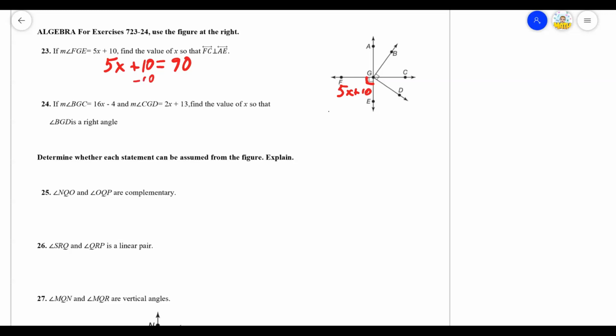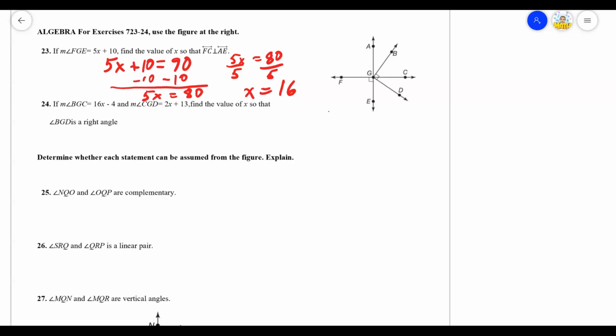So hopefully we subtract 10 from both sides, and I have 5x equals 80. And then I want to solve that, so I would divide both sides by 5. So we should get x equals 16. So that's the value of x, so that those lines would be perpendicular. Now we want to do the same thing here. But let's take a look at what's happening in the next one.